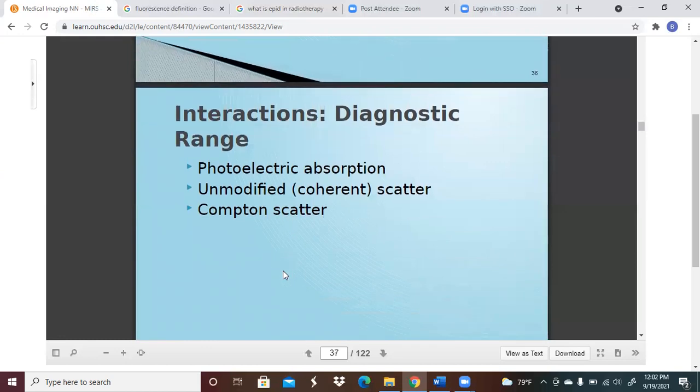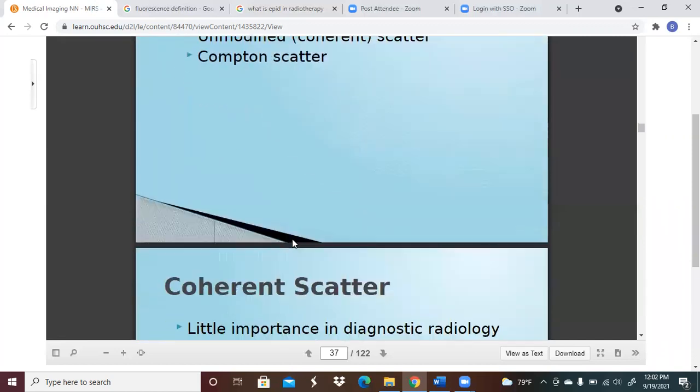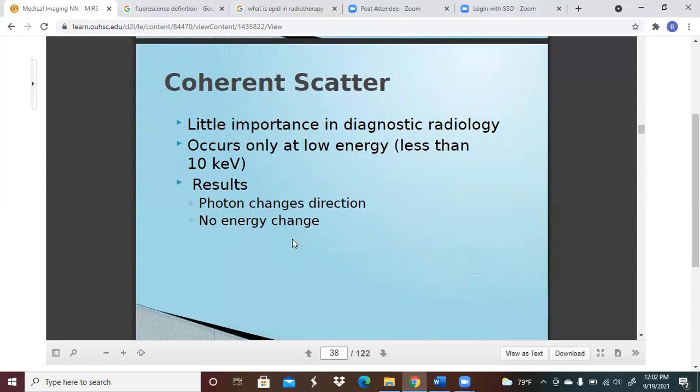Now, interactions, you have different types of interactions. You're going to have photoelectric absorption. You're going to have unmodified or coherent scatter. And then you're going to have Compton scatter. So the coherent scattering is of very little importance in diagnostic radiology. It occurs at less than 10 keV, and you don't really get a lot out of it.